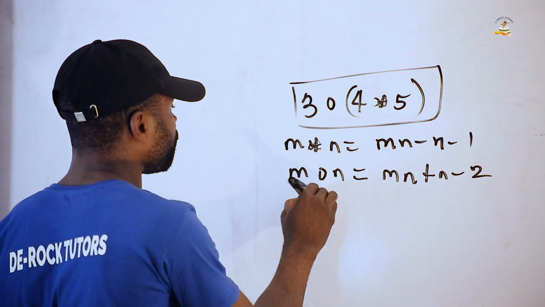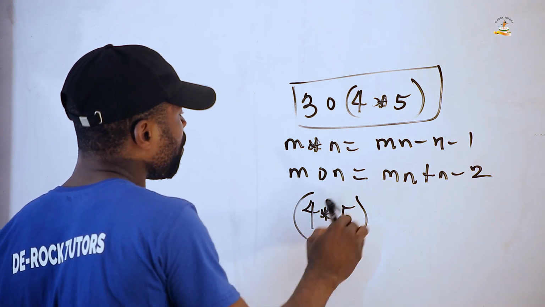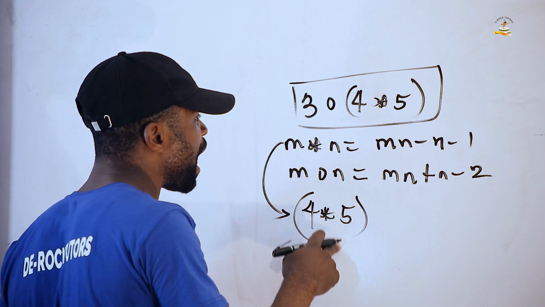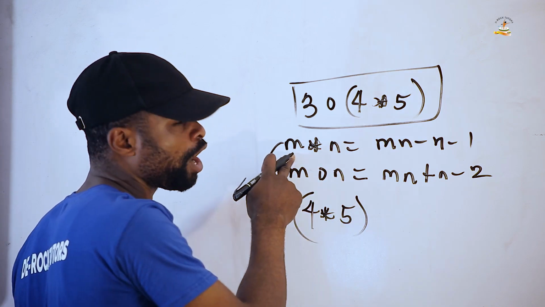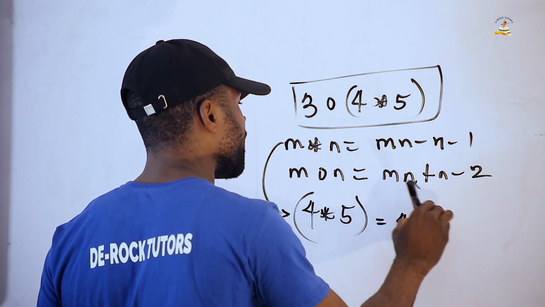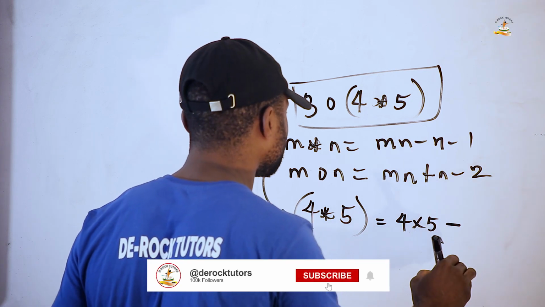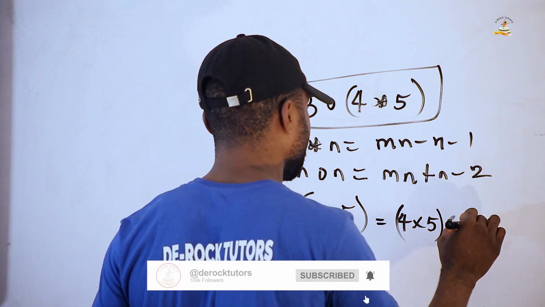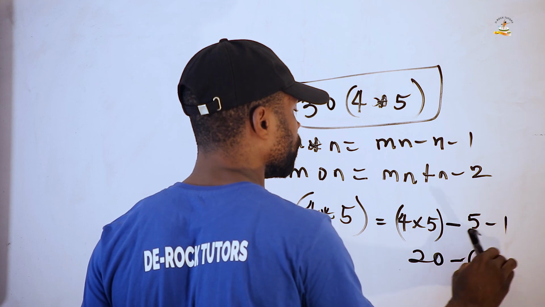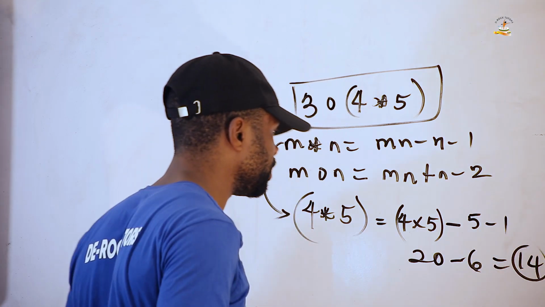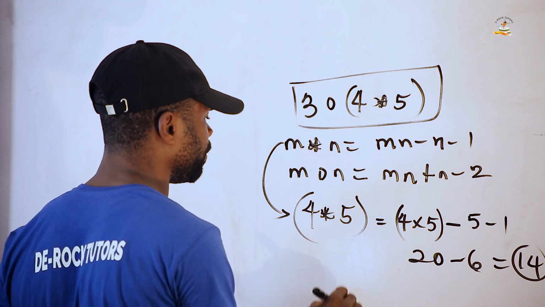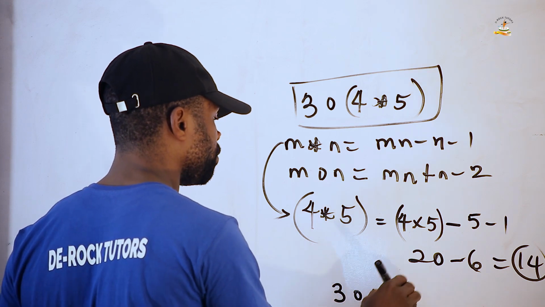We are going to start with 4 asterisk 5. For 4 asterisk 5, we substitute 4 for m and 5 for n on the right hand side of this particular operation. So we have it as 4 times 5 minus n, n is 5, minus 1. So this one is going to give us 20 minus 6, which is equal to 14. I'll keep the result. Then I will substitute 14 for 4 asterisk 5 in the given problem. So it becomes 3 operation 14.